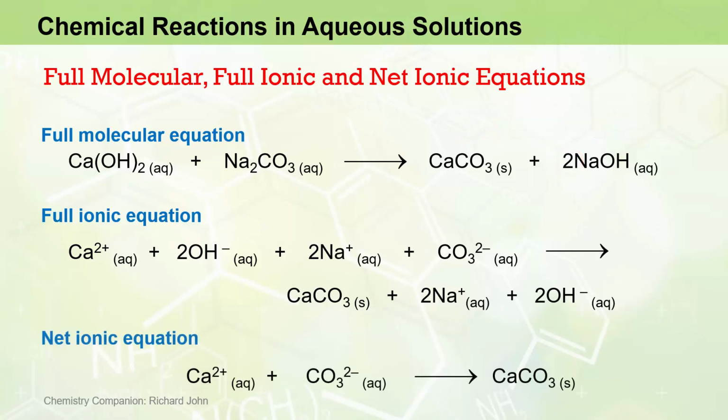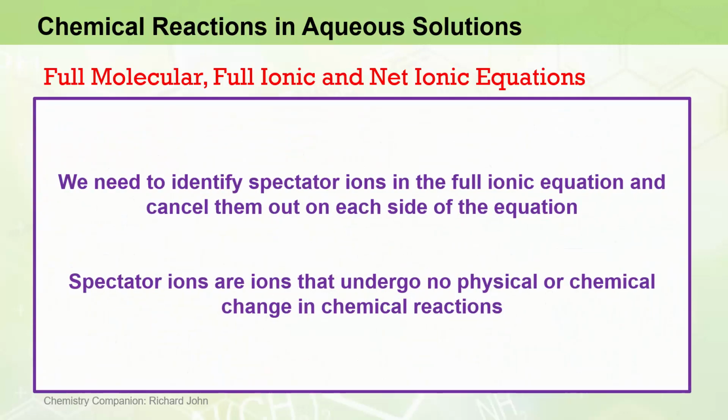To get to the net ionic equation, we identify the overall net chemical change that has taken place. To do this, we need to identify the spectator ions in the full ionic equation, those ions that do effectively nothing in terms of any chemical change that occurs. And we need to cancel them out on each side of the chemical equation. And we identify the spectator ions as those ions that undergo no physical or chemical change in going from one side of the chemical equation to the other.